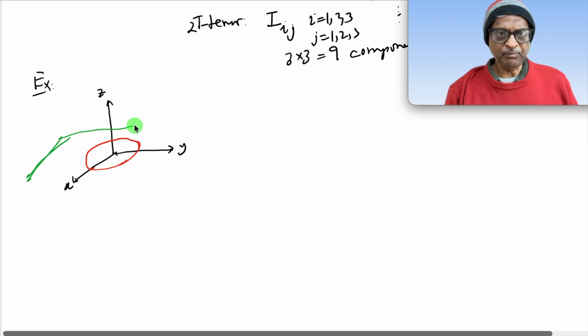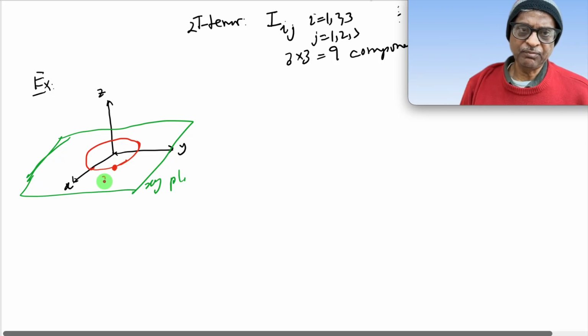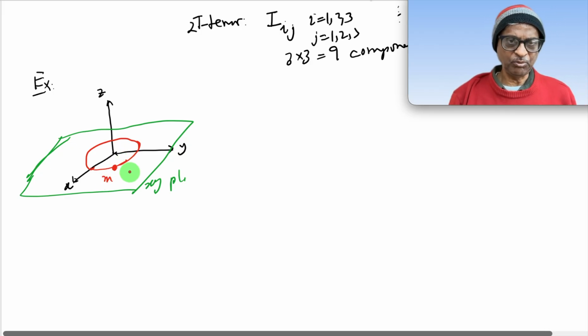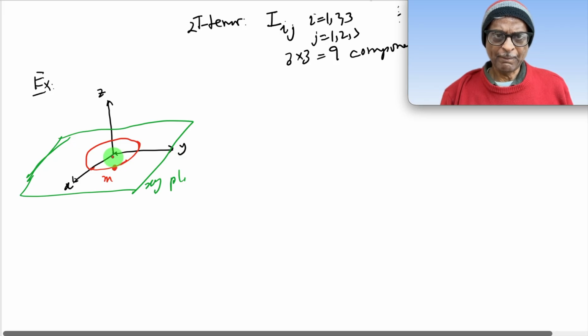In the xy plane. So this is the xy plane, and this is just a single point mass, point mass m, and there's nothing more, just at one point. So it's moving. So you can see that it's going, say at time t it is over here, and a little bit later, time t plus delta t, it is over here.